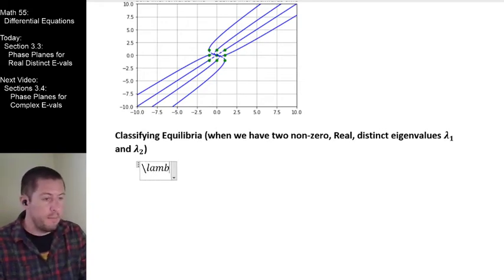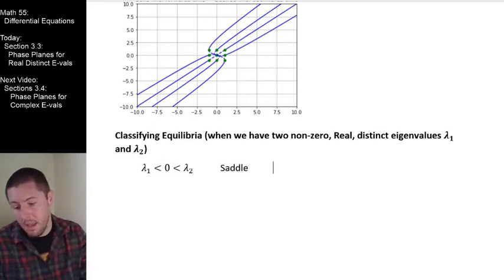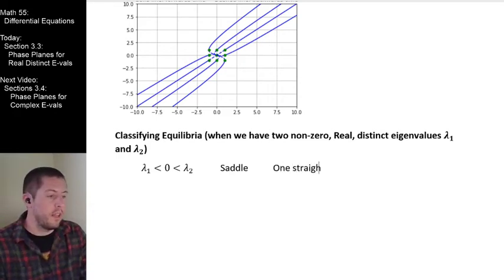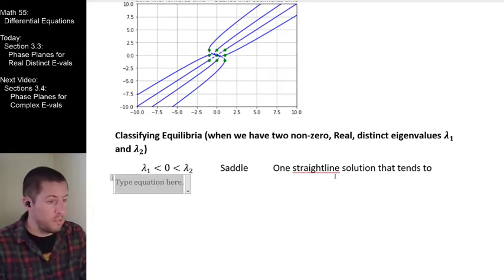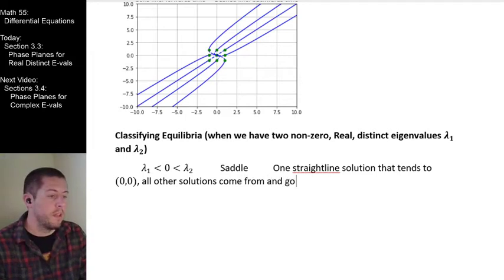If we get that lambda 1 is less than 0 is less than lambda 2, then we're going to call this guy a saddle. And we're going to say there is one straight line solution that tends to 0, 0. All other solutions come from and go to positive or negative infinity.